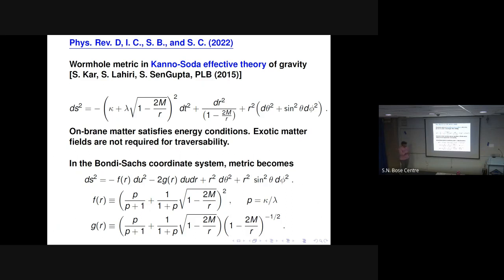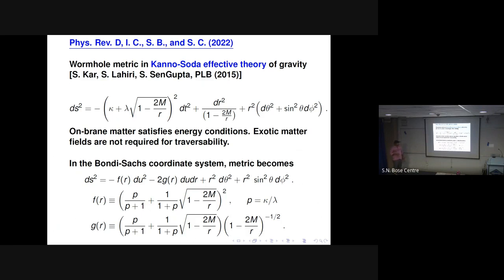So this is the four-dimensional metric line element. What is special in this kind of wormhole is that the on-brane matter satisfies the energy condition. As you know, a wormhole throat defocuses, right? And for GR, what happens? For this defocusing, you need to invoke exotic matter. So for sustaining wormholes, you need to have phantom matter.